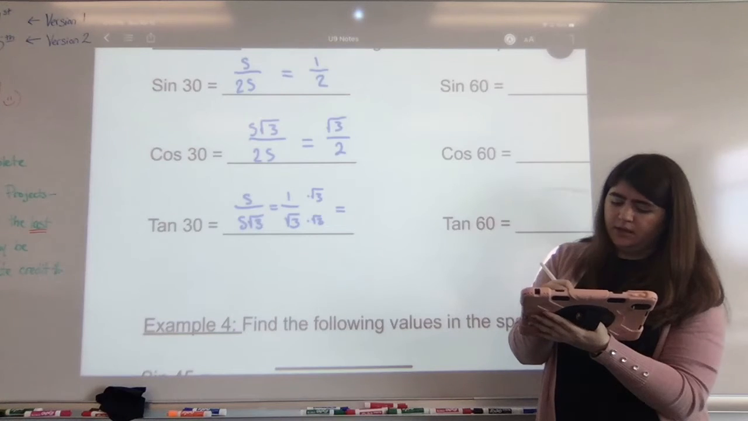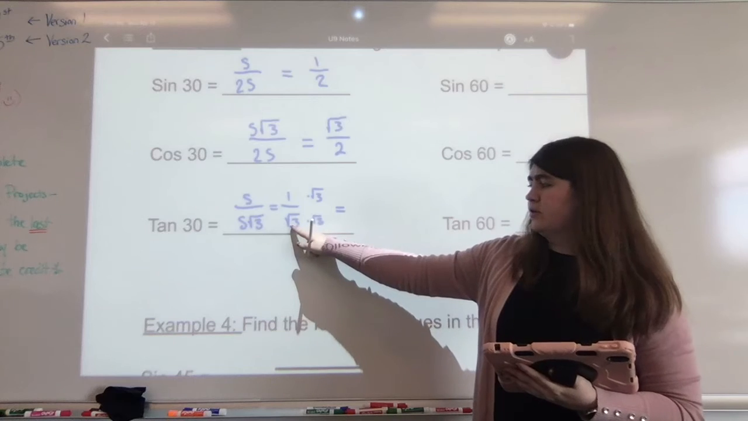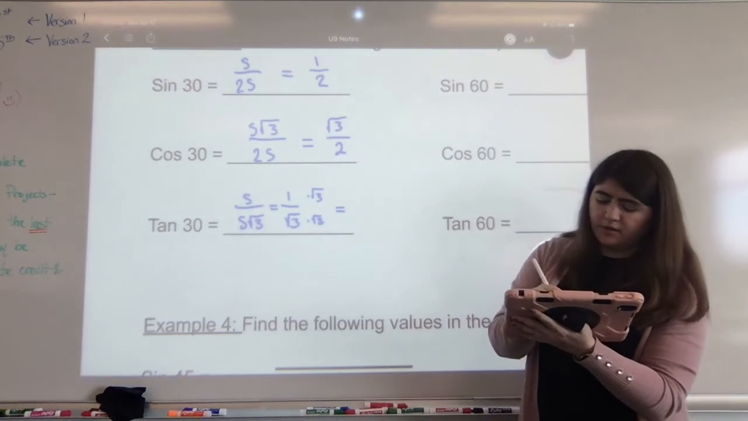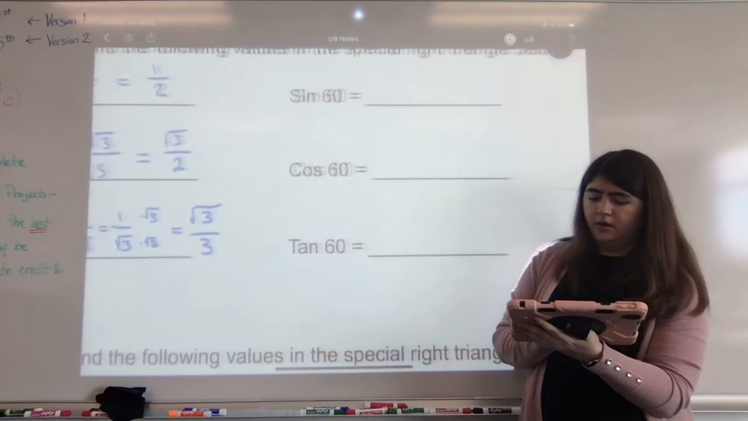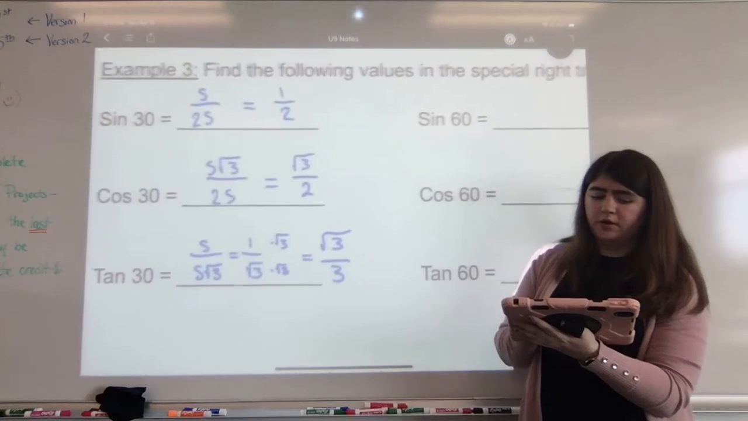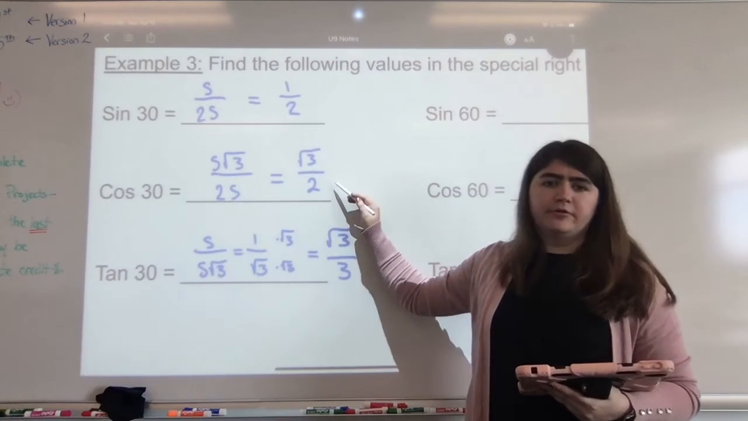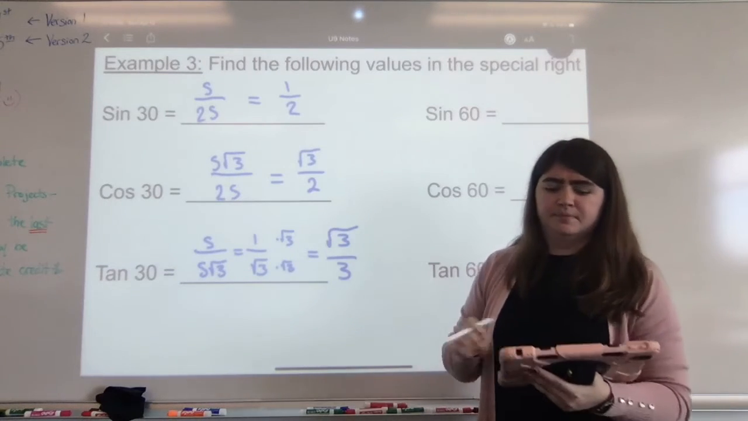it gives me the square root of 3 over the square root of 3 times the square root of 3, which cancels and gives me just 3. So this is equal to the square root of 3 over 3. All right, so sine of 30 will be 1/2. Cosine of 30, square root of 3 over 2. Tangent of 30, square root of 3 over 3, every time.